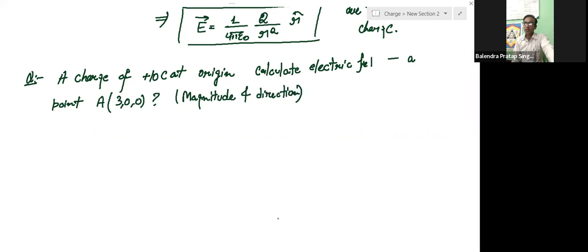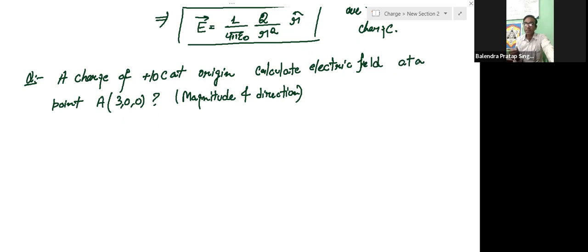Now let's try to solve this problem. A charge of +10 Coulomb at origin. Calculate the electric field at a point (3, 0, 0), and you have to find the magnitude as well as the direction. So what is the meaning of origin?